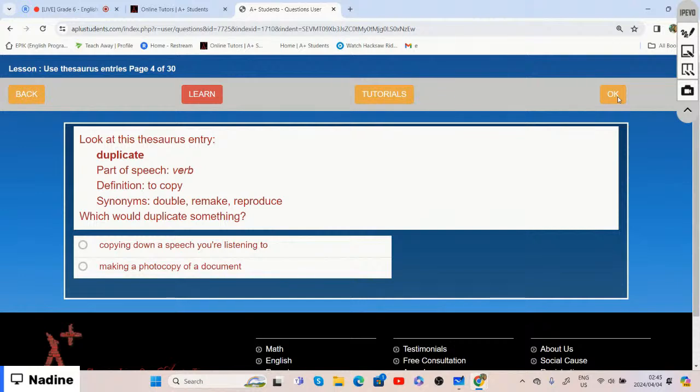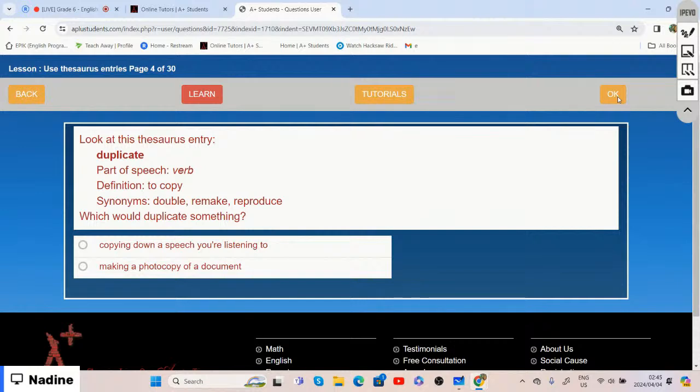All right, let's look at the last one. It is duplicate. Duplicate is a verb, and duplicate is to copy. If you want to copy something, it's a duplicate. And the synonyms of duplicate are double, remake, and reproduce.